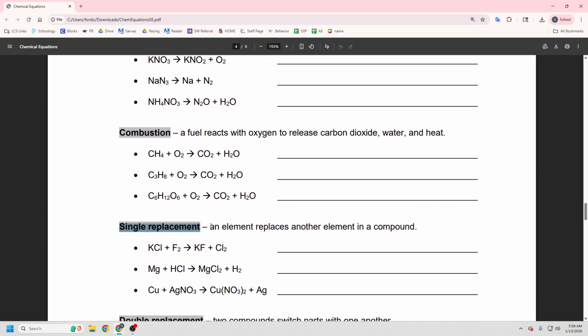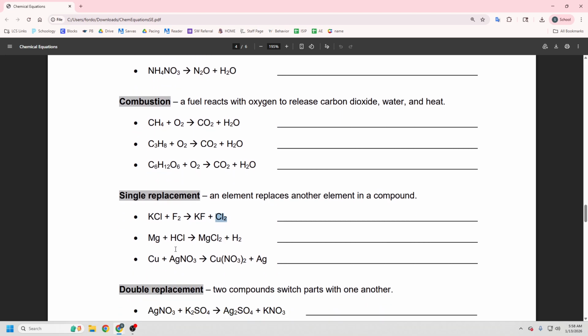A single replacement is an equation where one element replaces another element in a compound. So you'll see in our first, this is our potassium, and that is chlorine, I believe. And you'll see that the calcium is replaced and it connects to the other atom, fluorine, and then chlorine is left by itself. Same thing, magnesium is kind of like a dancing partner, and it switches, and now it's with the chlorine, and hydrogen is by itself. It's replaced one time.